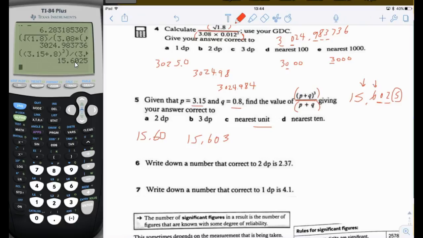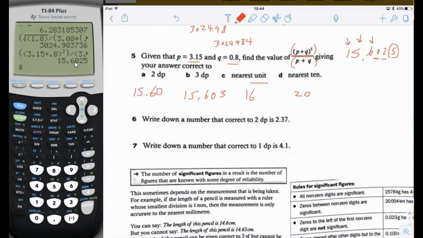So we're going to round it up to a 16. Nearest 10. So nearest 10 is that one. So are we going to round the 1 up to a 2? Yeah, if we look at the next number, it's a 5. So we would round it up to a 20.